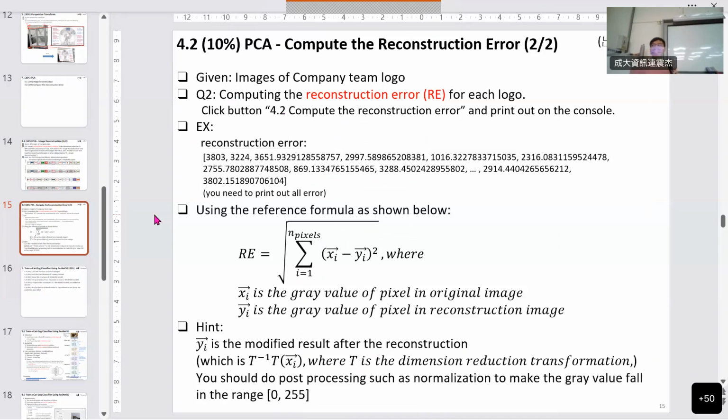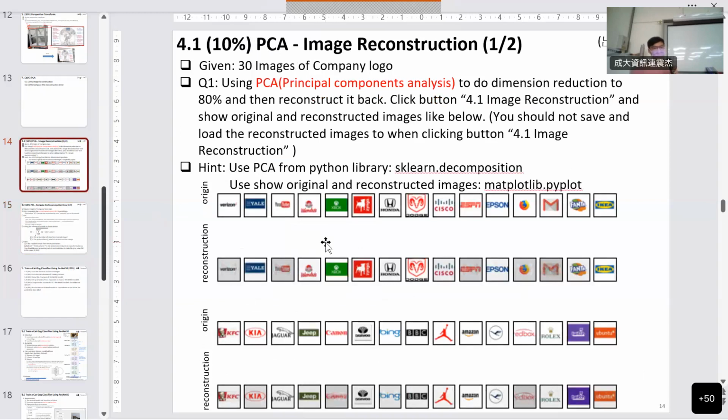Q2 first step is transfer all the images to the gray value. So in the second section, you should transform all the images to the gray value, and then you should do the reconstructed error. And you may do it in the first section, but in the first section, we want you to show us the RGB image. That's all.